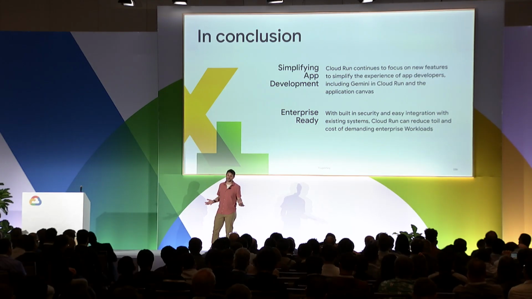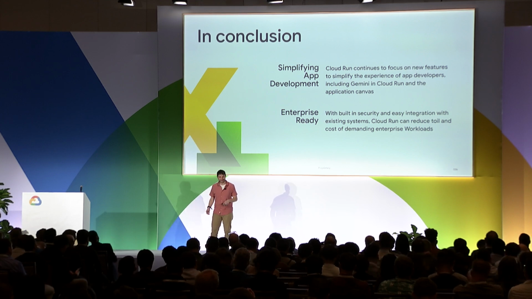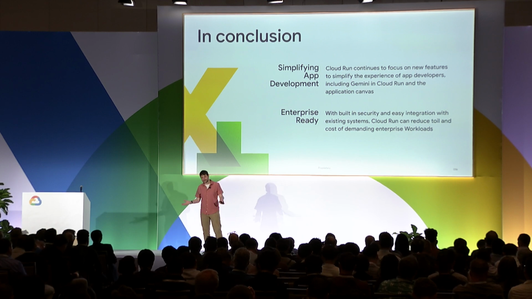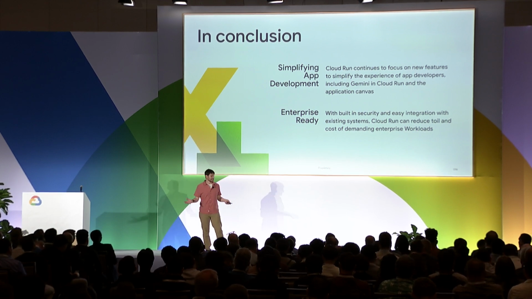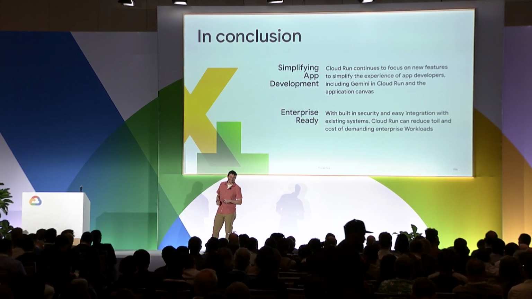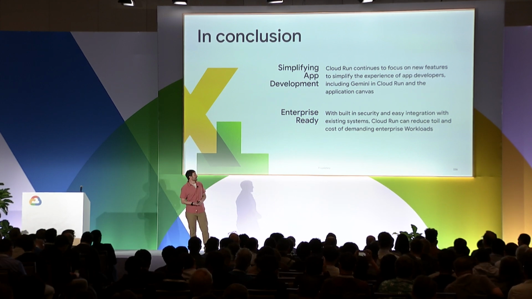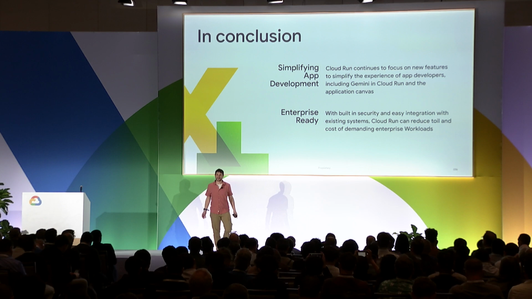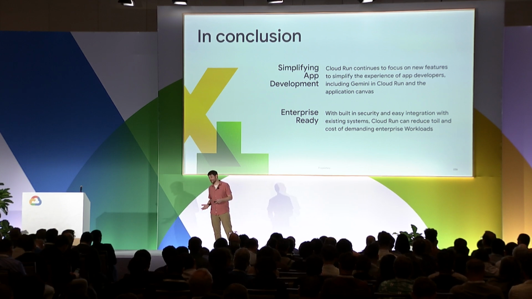Cloud Run continues to focus on delivering new features to simplify the experience of application developers, including multi-regional deployments, the application canvas, or apparently today's sleeper hit, being able to disable the run.app URL. But also, it's ready for the enterprise with built-in security and easy integration with existing systems. Cloud Run can reduce toil and the cost of even the most demanding enterprise workloads.